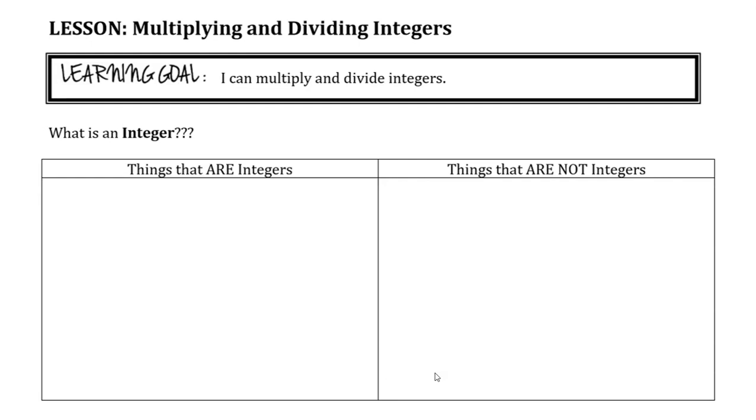So we're going to talk about things that are integers and things that are not integers. But we're not going to be super strict about what is an integer or what isn't. There might be a question on a learning goal somewhere: circle which ones are integers. This is a strict definition.